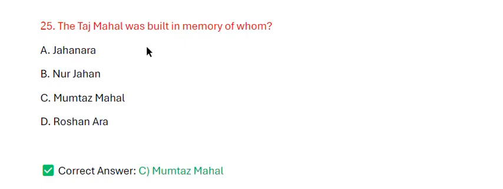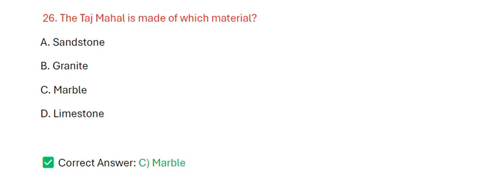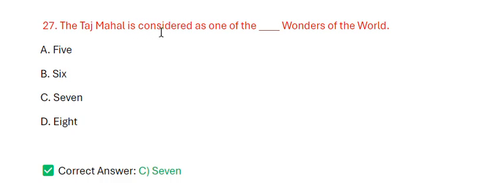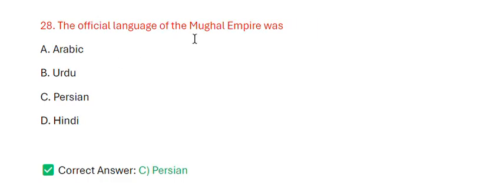The Taj Mahal was built in memory of whom? The correct option is C, Mumtaz Mahal. The Taj Mahal is made of which material? The correct option is C, marble. The Taj Mahal is considered as one of the dash wonders of the world. The correct option is C, 7 wonders of the world. The official language of the Mughal Empire was? The correct option is C, Persian.